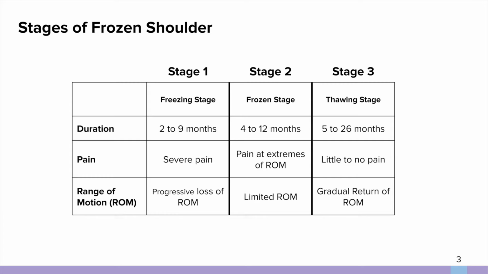In stage 1, known as the freezing stage, patients experience severe pain with a gradual loss of their range of motion. In the second stage, or the frozen stage, they experience pain at the extremes of their range of motion, and their range of motion becomes very limited. In the third stage, or the thawing stage, they experience a gradual return of their range of motion.